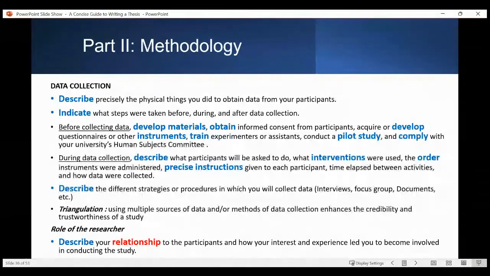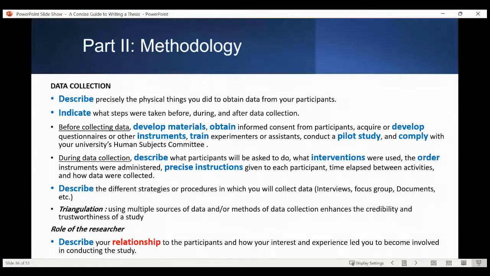Describe also different strategies or procedures in which you will collect your data, whether you have interviews, focus groups, documents, discourse analysis, whatever you have. There is a term here called triangulation, which is using multiple sources of data collection just to enhance the credibility and trustworthiness of your study.